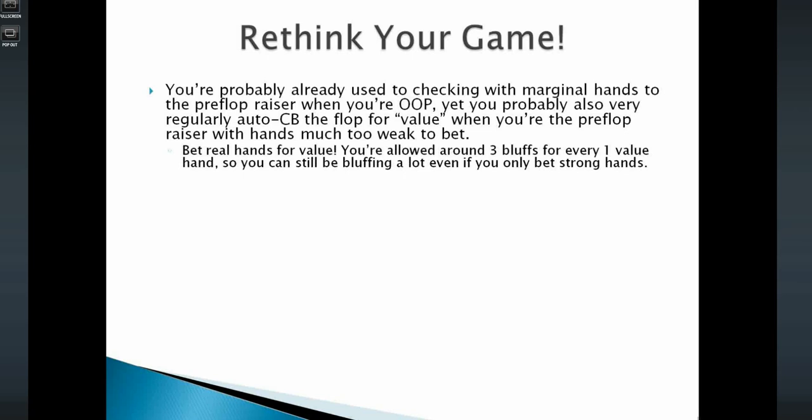Bet real hands for value. You're allowed around 3 bluffs for every 1 value hand, so you can still be bluffing a lot even if you only bet strong hands. That's why the model we talked about earlier was so important. It really shows you, even if you're only betting pretty strong hands for value, each strong hand you bet for value allows you to have a whole ton of bluffs on the flop. So you're not just always going to be checking, even if you're only c-betting a very strong range.